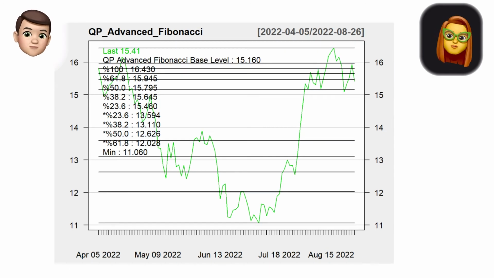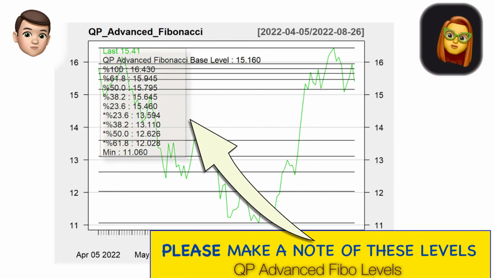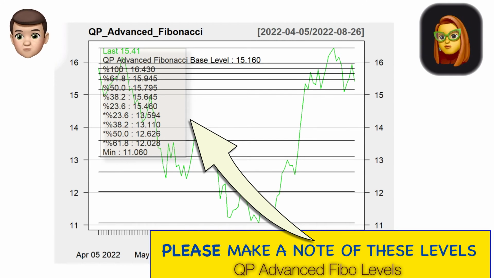Quants Pro Advanced Fibonacci Retracement Scale has been specially designed by our experts working for you. This scale is based on Quants Pro Advanced Fibonacci Base Level. Quants Pro reserves the calculation of base level. You see the QP Advanced Fibonacci retracement levels on the chart. These levels provide more accurate support and resistance values. In this way, stop loss and take profit levels can be redesigned more accurately.